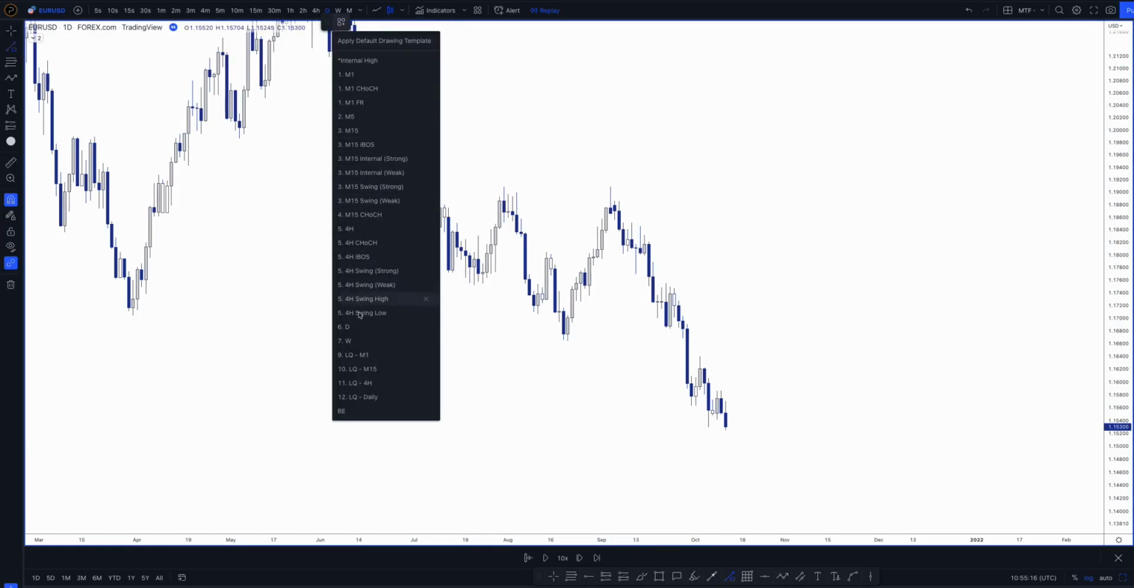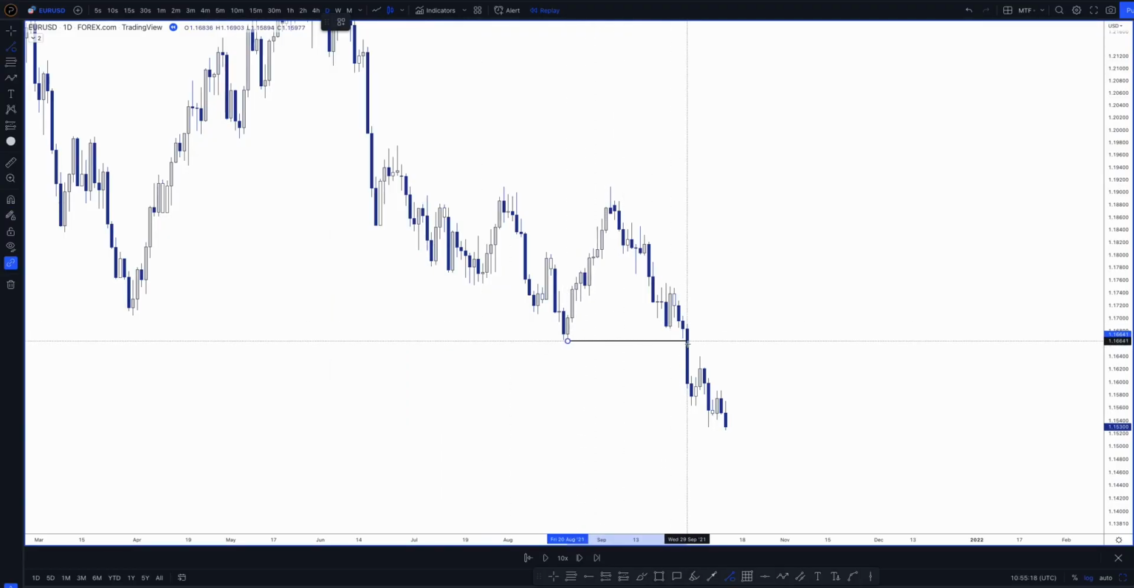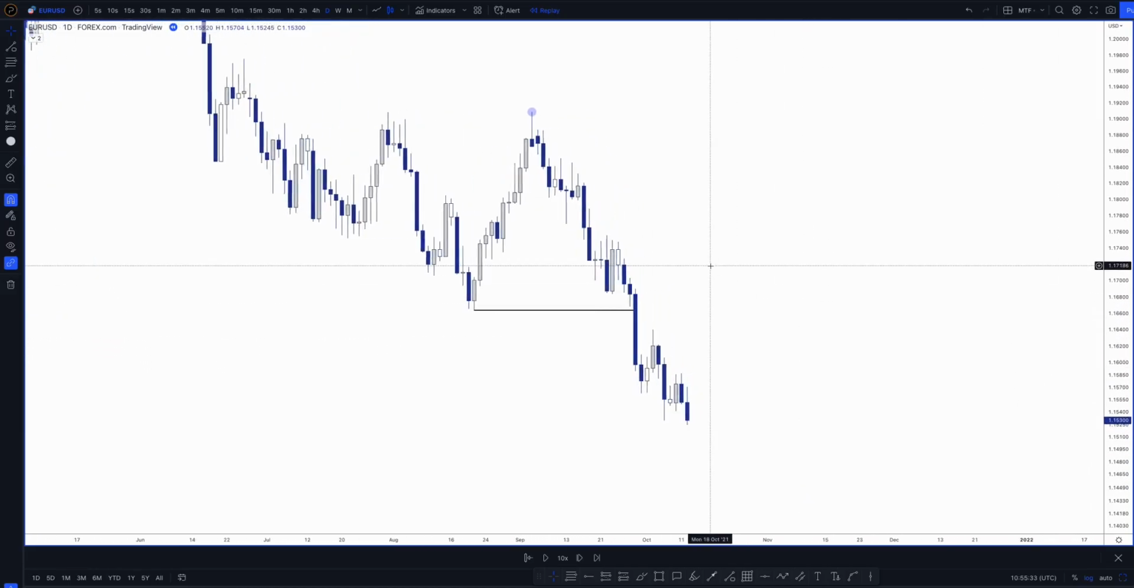I'm just going to draw on the last daily break of structure to the downside and then use the highlighter pen to denote our swing high. So in this instance, the daily chart is bearish. We've had a swing break of structure. What do we expect after a swing break of structure? We expect a swing pullback.